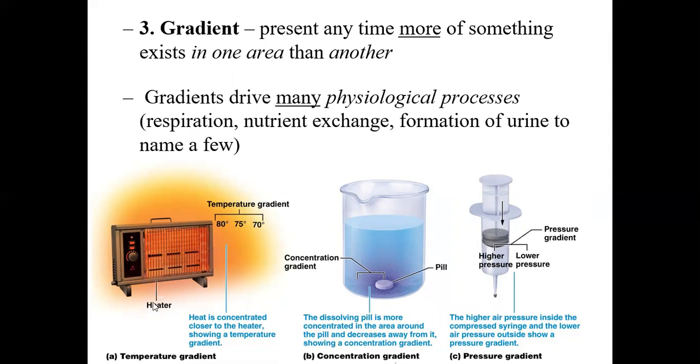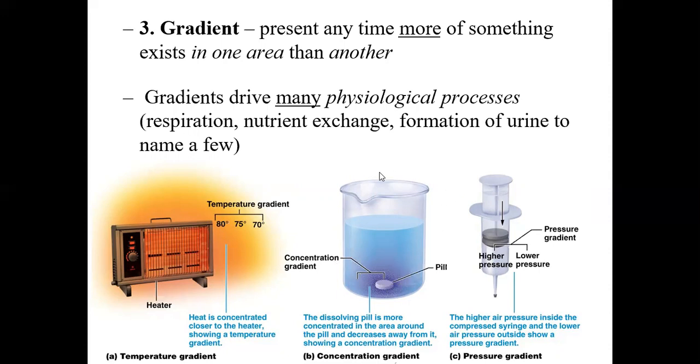You could have a temperature gradient. So the closer you are to the heater, you have hotter temperatures. And then as you go further away, the temperature goes down. So there's a gradient, a gradual change in the temperature, higher on one side, and then as you go further away, it gets lower. So you have a gradient of temperature. You can have a concentration gradient.